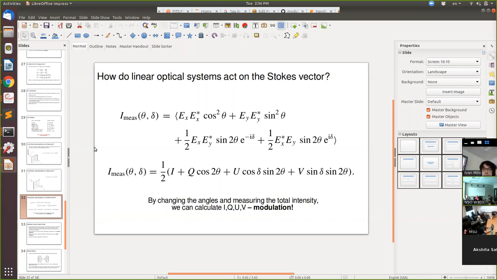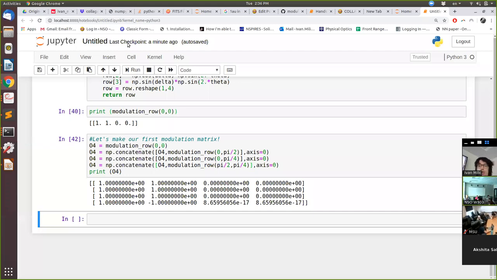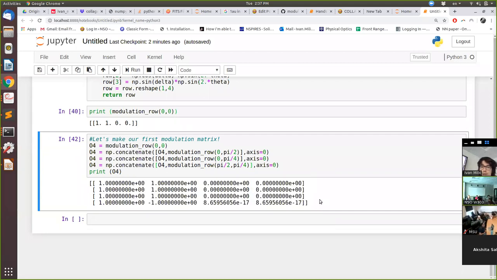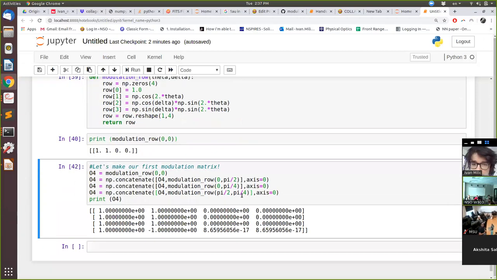And that is exactly what I did in this next piece of code here. So try to look at this matrix here. The first row is 1, 1. It's measuring I plus Q. Why is the second row again 1, 1? It doesn't make sense. Because I rotated the meaning of theta and delta. Okay, sorry about that. We will fix that.